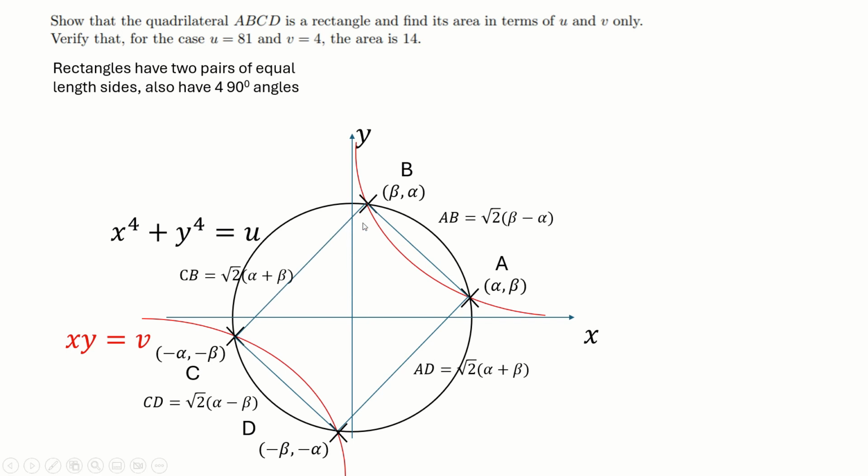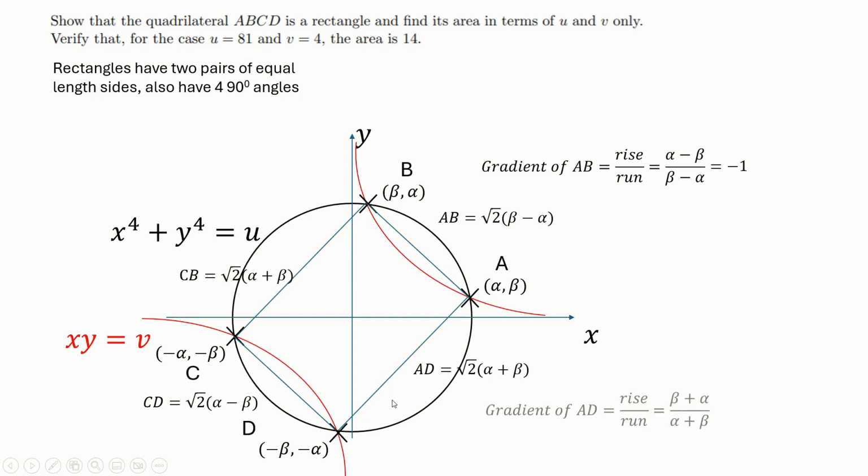So now what about the angle? Well, we just need to do some gradient, rise over run stuff. So for this line here, which I think is AB, the gradient is, so the rise is alpha minus beta, and the run is beta minus alpha. Of course, this is just -1, is it not? Because if you times the top by -1, you could just get the bottom. So that's just -1. And here, likewise, you can do the same kind of thing. You can say the gradient is beta minus minus alpha, which is beta plus alpha, over alpha minus minus beta, which is alpha plus beta, and that is just 1.